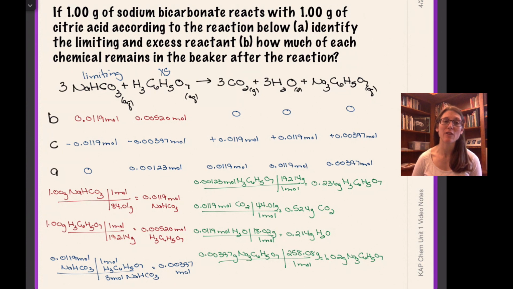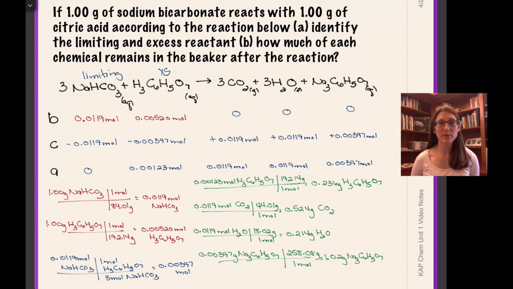The law of conservation of mass holds true, and this stoichiometry problem just illustrates how much of everything and allows you to predict what you are going to have when you're done. That CO2 is going to have gone off into the air, and left in that beaker is going to be the water, the sodium citrate, and the leftover citric acid.